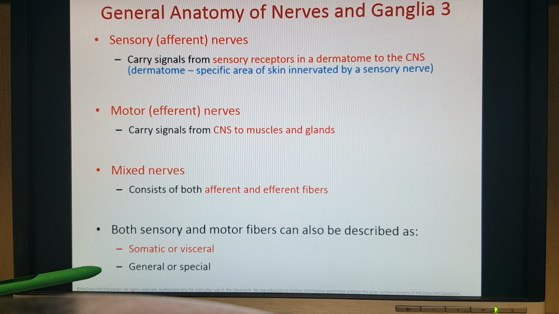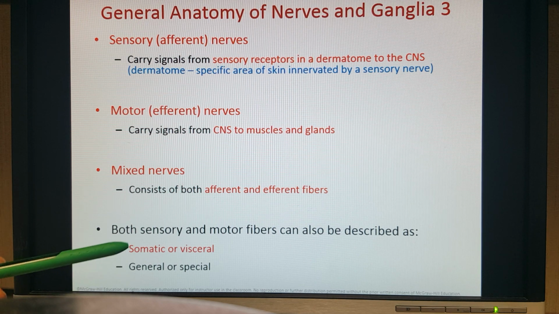Another different type of descriptors, general. So again, these are more somatic type of sensory information, or special, and that really goes for more so, for example, your special senses.